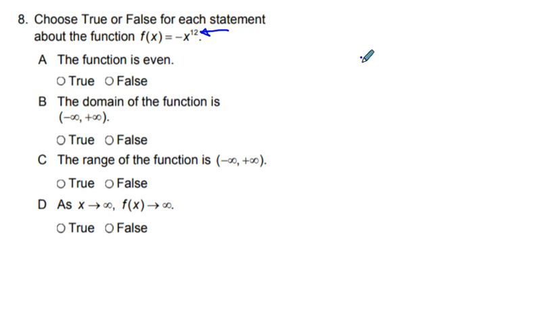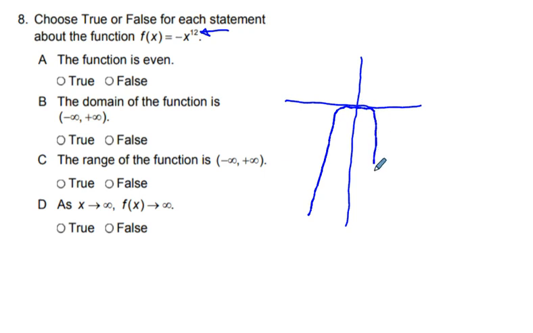And when you graph this in the calculator, it looks like this. You have very steep, so it kind of flattens out like this against the x-axis and goes down like this. That's kind of what it will look like when graphed. And yes, the function is even.